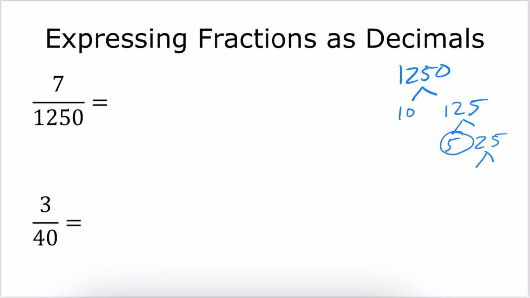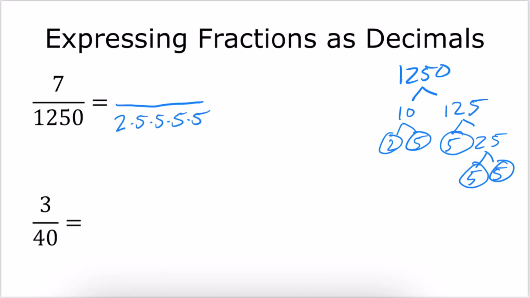5 is prime, but 25 can factor into 5 times 5, and 10 can factor into 2 times 5. And so if we write out the prime factorization of this denominator, we have 2 times 5 times 5 times 5 times 5. And then we have the number 7 on top.